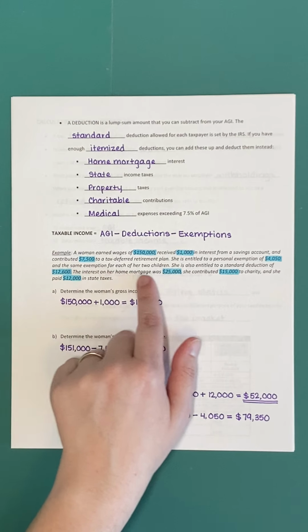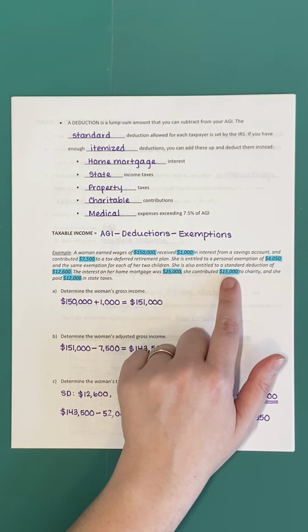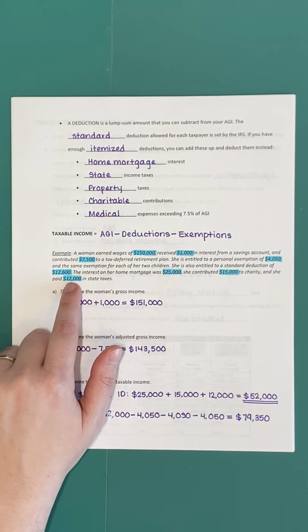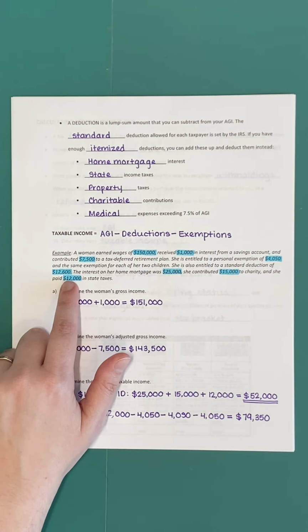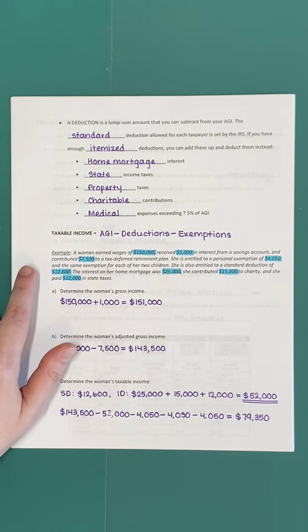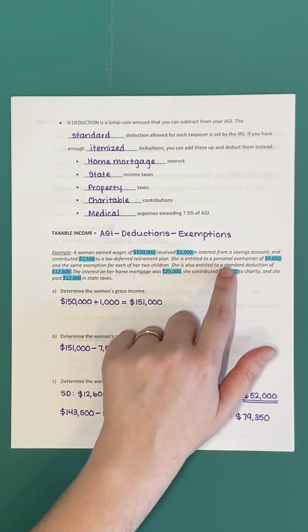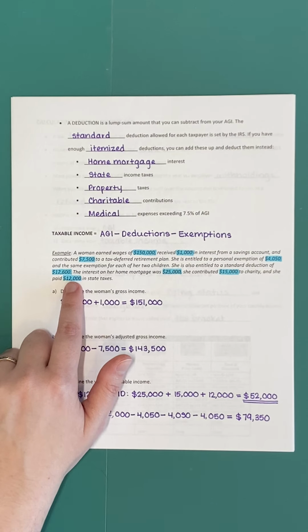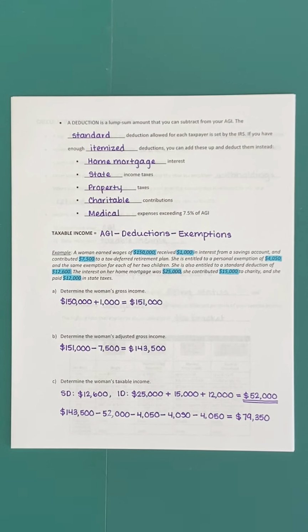So this person has home mortgage interest of $25,000, charitable contributions of $15,000, and $12,000 in state taxes. So each of those 3 amounts would be considered an itemized deduction. So we can either take $12,600 and subtract that amount, or we can take the total of the itemized deductions and subtract those amounts. So how do we know what we want to do in any particular situation? Well, we need to compare the actual amounts.